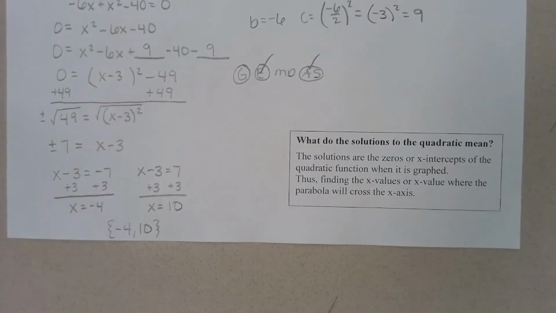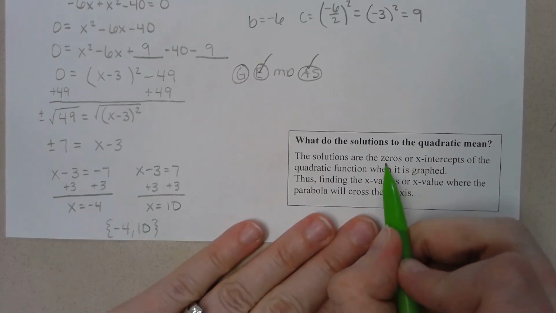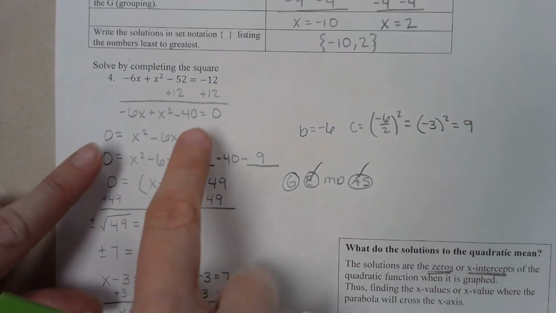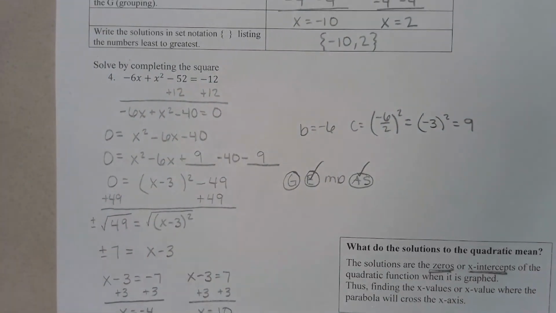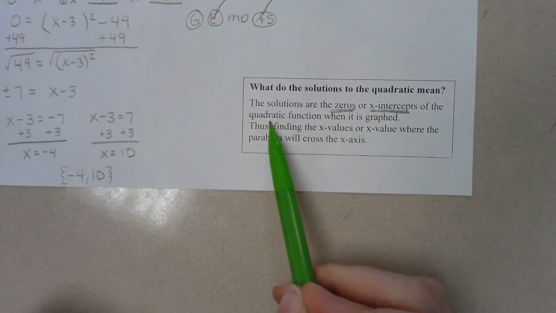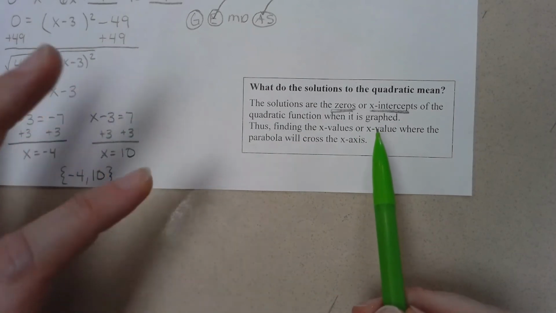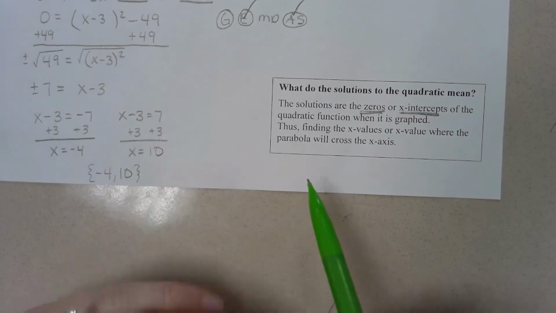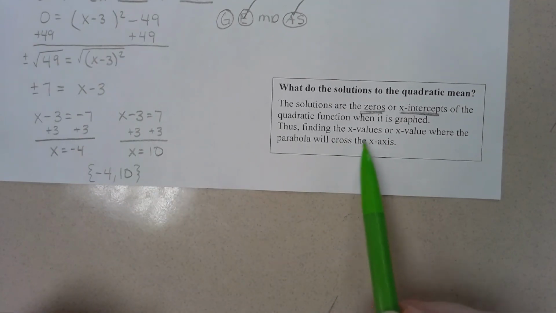Here's a side note to know, what are we finding when we find these solutions? The solutions of a quadratic mean that they are the zeros or x-intercepts. So zeros or x-intercepts. And that's why it was so important from the very beginning to get our equation set equal to 0, because that's what we are finding. So they are the zeros or x-intercepts of the quadratic function when it's graphed. So if I was to graph this problem, it would cross at those numbers on the x-axis. It's finding those x values where it crosses our x-axis.